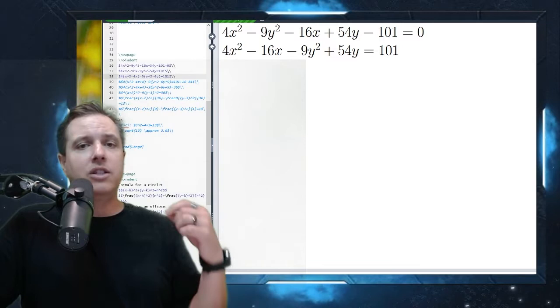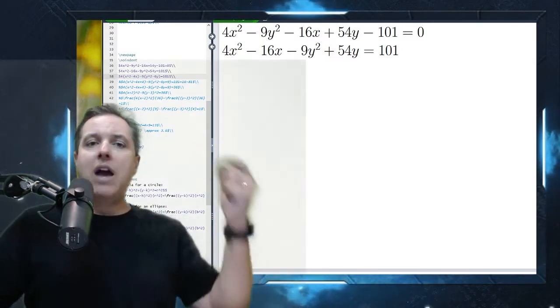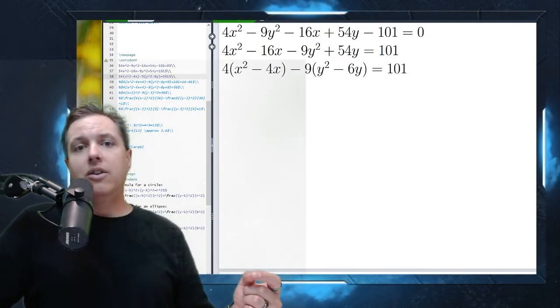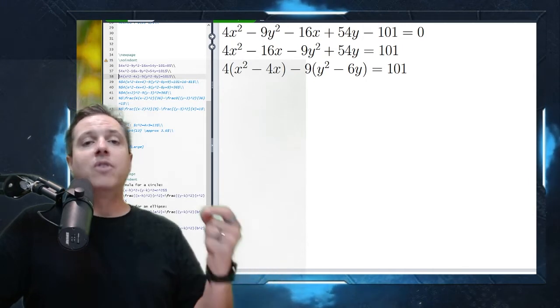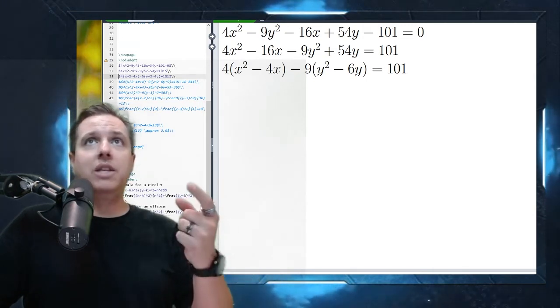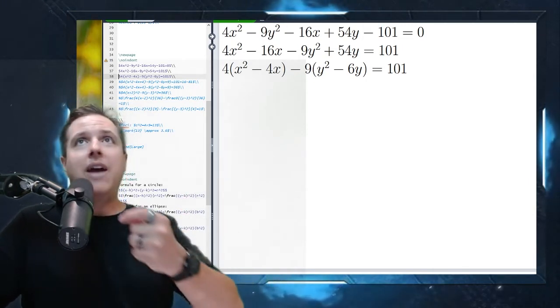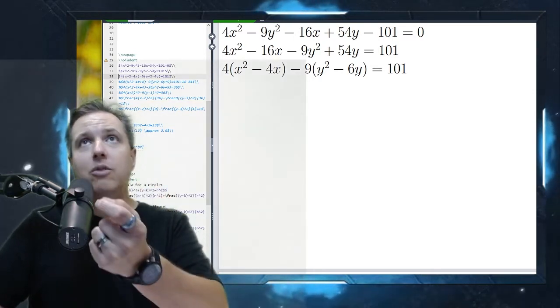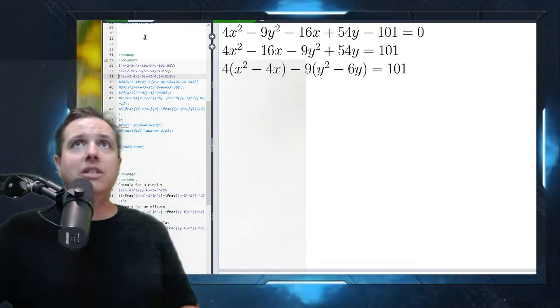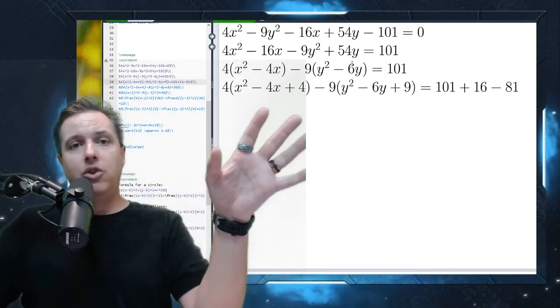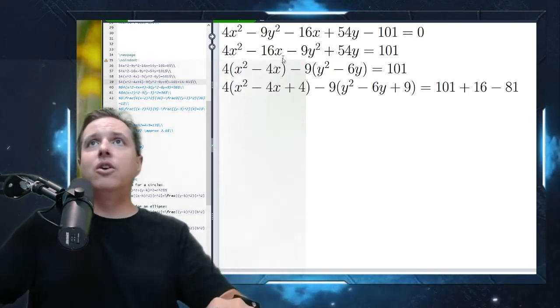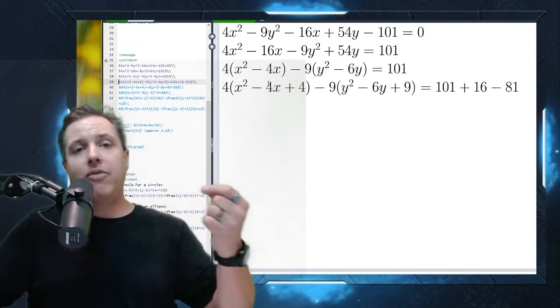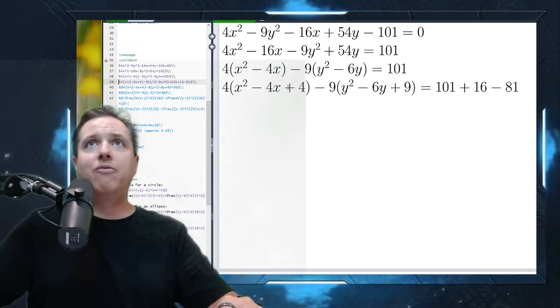Then, just like we did for ellipses, we're going to factor out the biggest coefficient that we can from the x terms. In this case, that was 4. And then we factor out the biggest thing we can from the y terms, and in this case, that was 9. So I factored out the 4 from the x terms and the 9 from the y terms. Now we're going to do the completing the square step. Just like before, I look at my 4, half of 4 is 2, 2 squared is 4, so I'm going to add 4 in here.